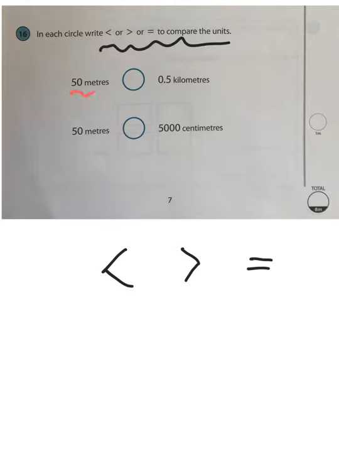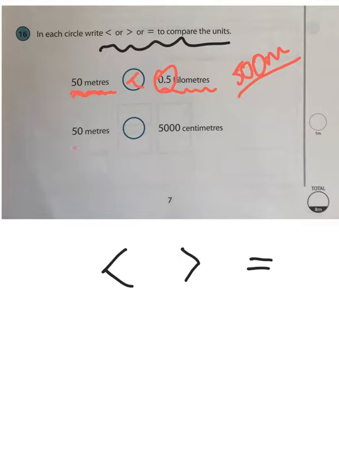So 50 metres is something to 0.5 kilometres. How many metres are there in a kilometre? 1,000. So if it's 0.5 kilometres, that's half a kilometre. So how many metres is that going to be? 500 metres. So is that right? Is it equals? No. So 50 metres is something 500 metres. What should go in there? Less than. Good.